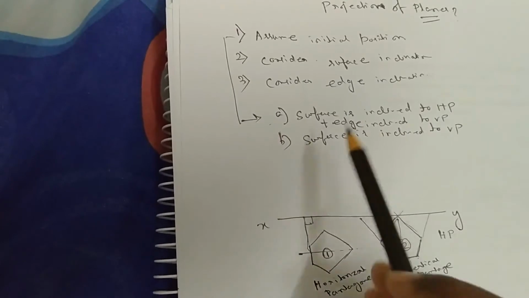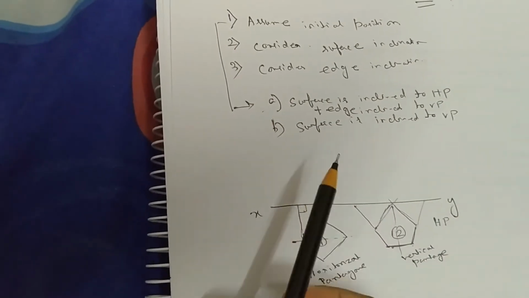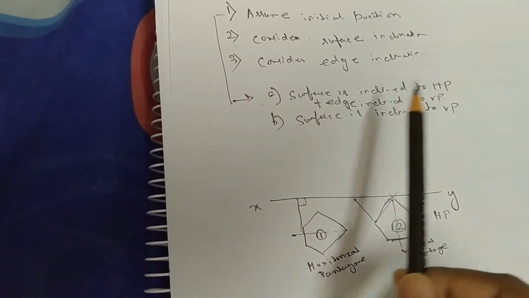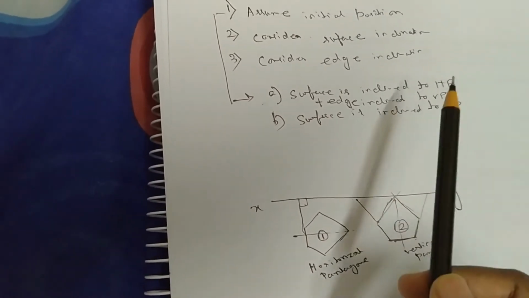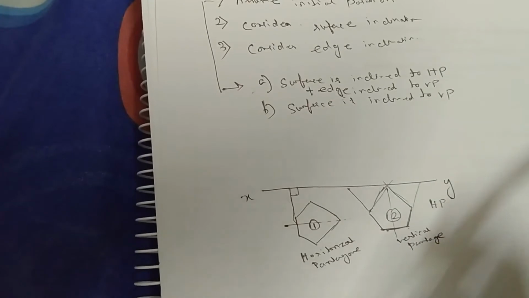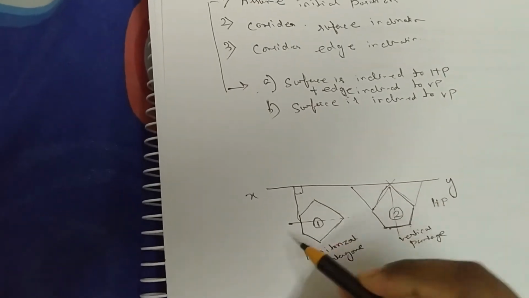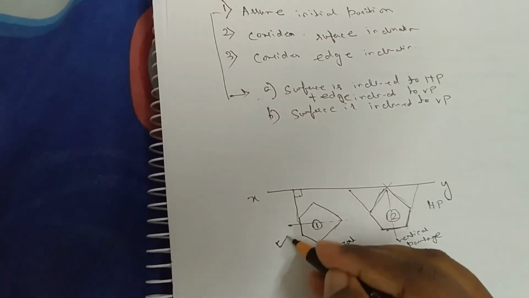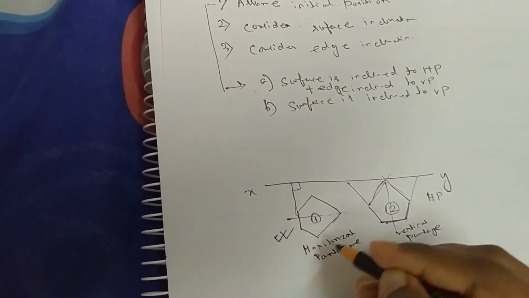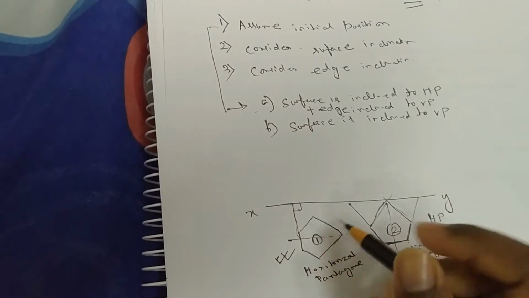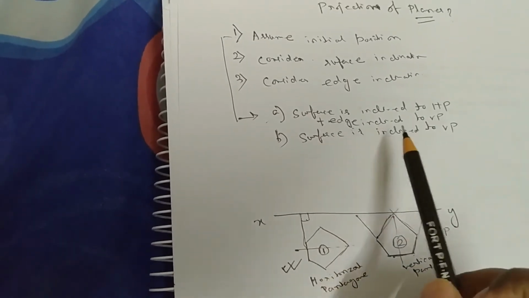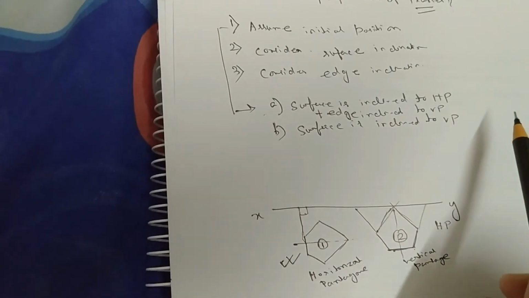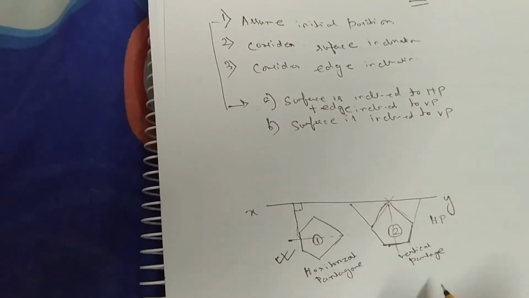So if a question says the surface is inclined to HP and the edge is inclined to VP, then whenever you assume the first step, you have to consider this first case. And if the question is simply saying the surface is inclined to HP only, then both cases are valid.